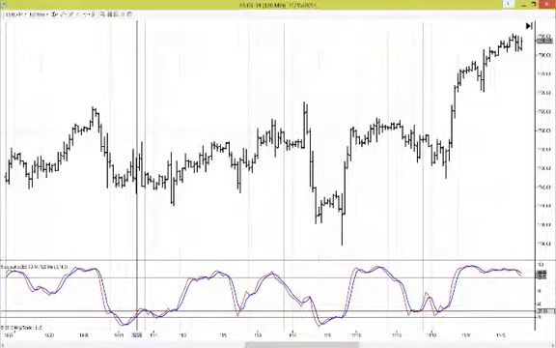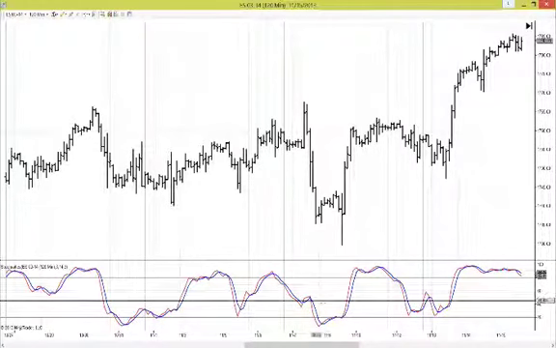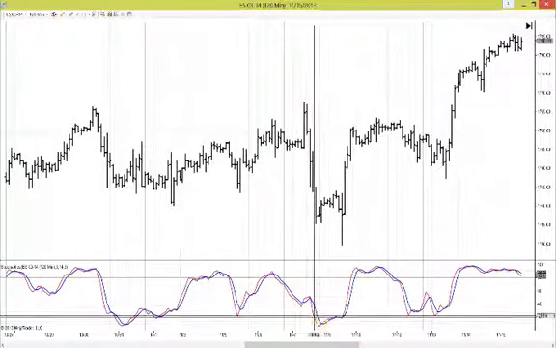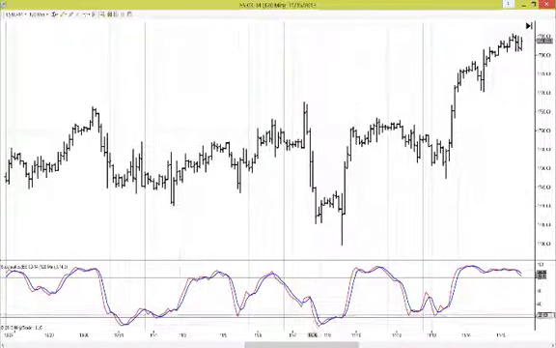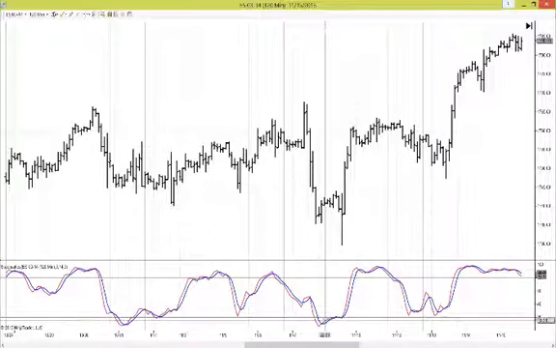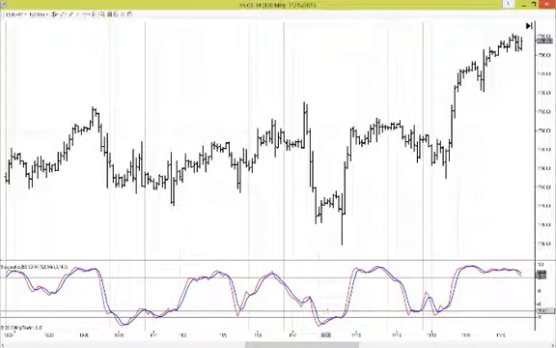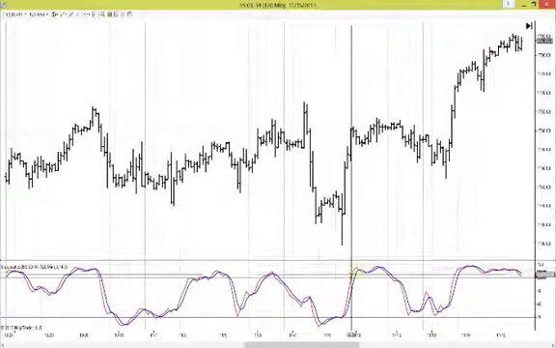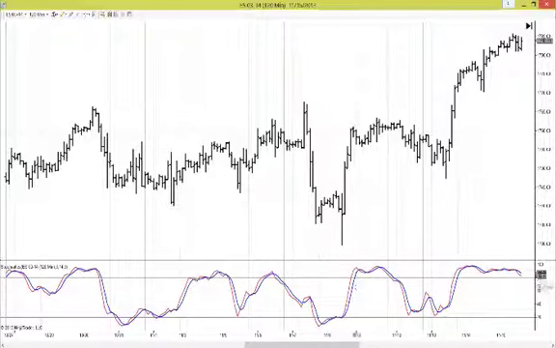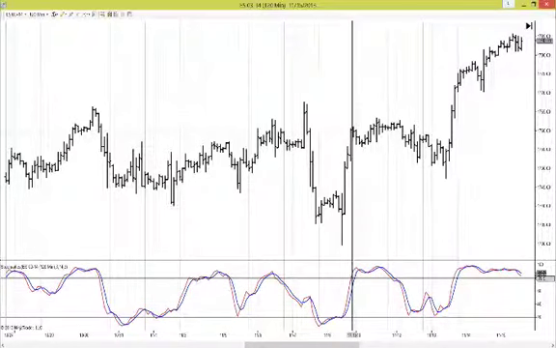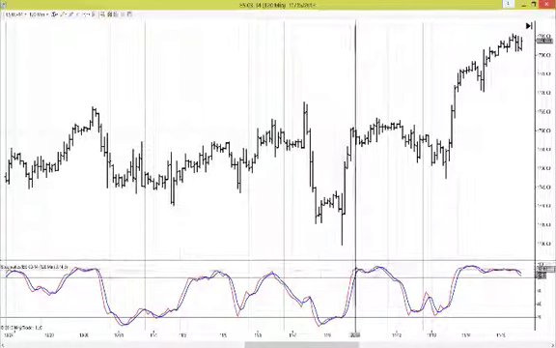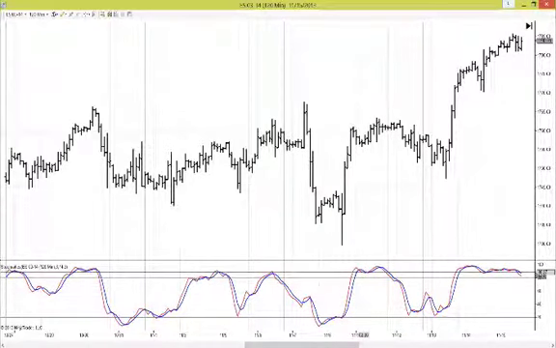For example, right here, both lines have penetrated the oversold area, and now notice how the red crosses the blue. Well, that gives us a buying signal. Now let's see, for instance, this one right here. Both lines penetrated the overbought area, and now the red crosses the blue. That gives us a selling signal.